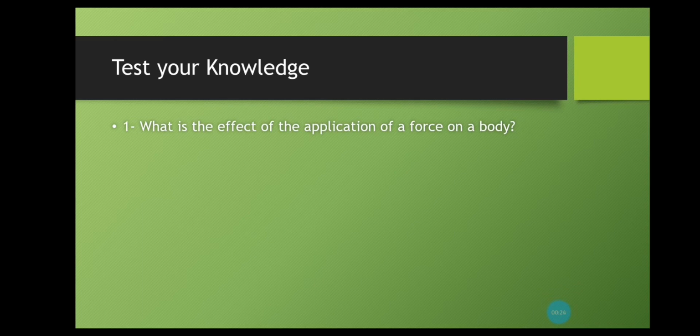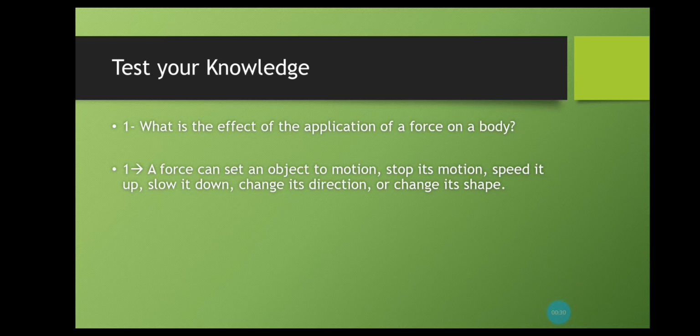As you all know, whenever I have a force applied on a body, many things might happen. The first thing, a force can set an object to motion. The second thing, it can stop its motion. So the object is moving and the force stops it. It can speed it up. It can slow it down. So it's just changing the velocity of this object, and it can change its direction or change its shape. So all these might happen whenever you are applying a force on an object.